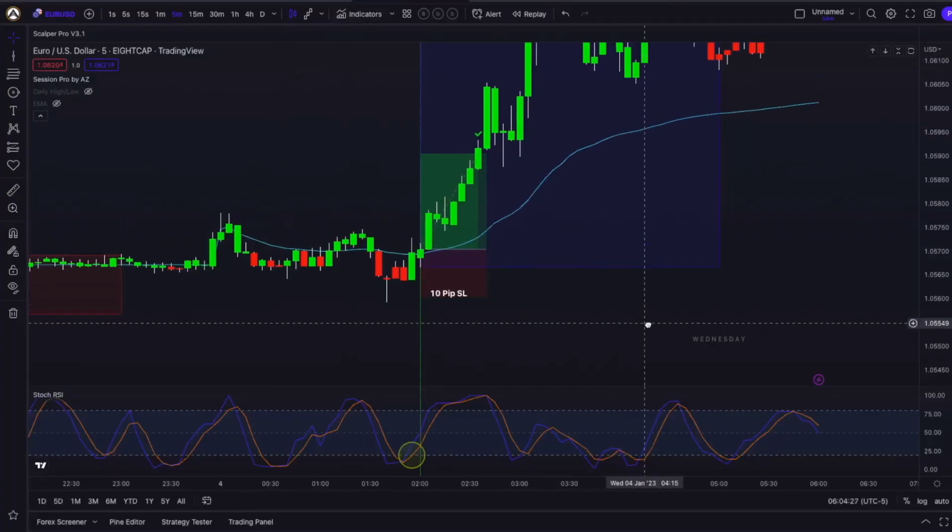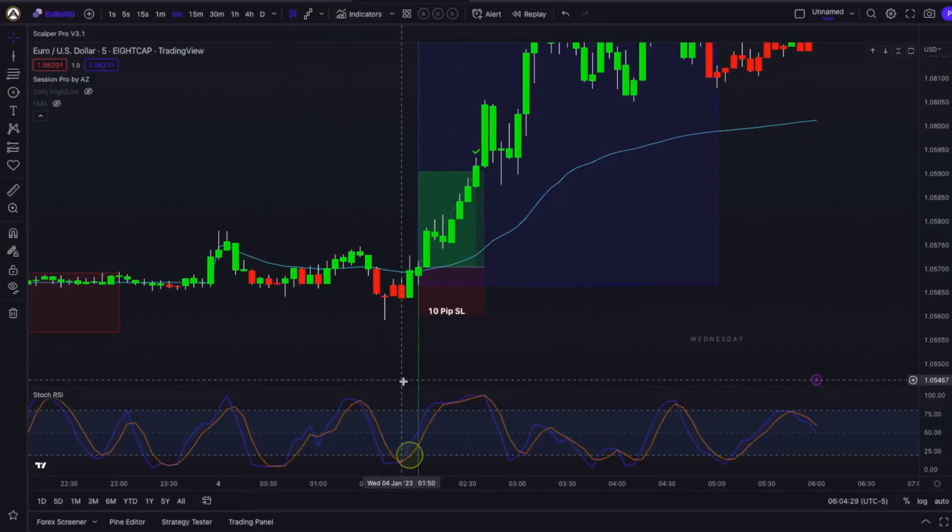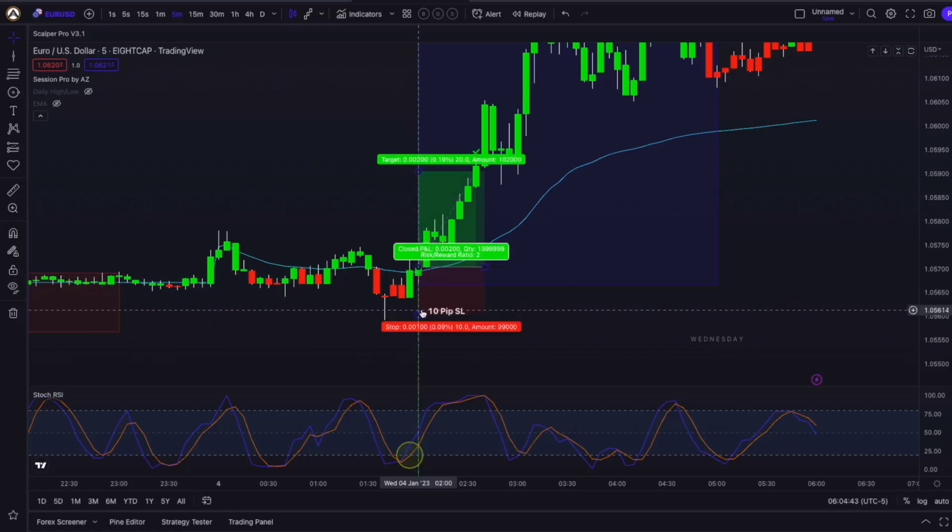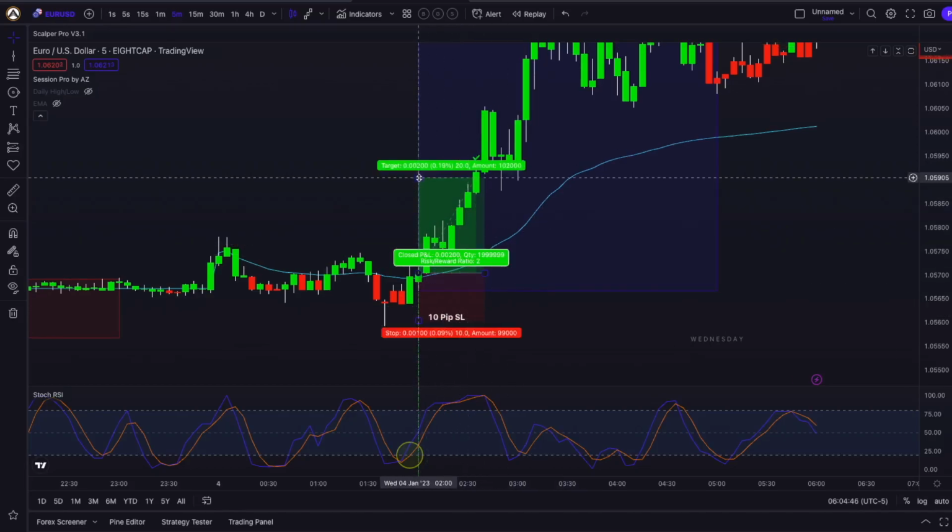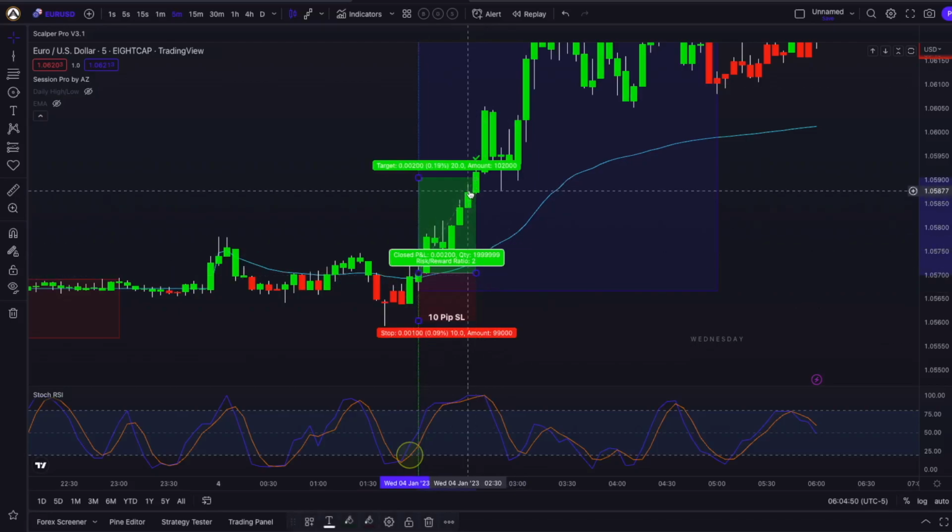So I switched over to Euro US dollar and I saw everything lining up here. The stochastic RSI is still below the 50 level, and we just crossed over one candle ago. We crossed over on the stochastic RSI on this candle. I waited for the entry right here. I decided to go for a 10 pip stop loss, and our first take profit target on Euro US dollar has been hit right here.